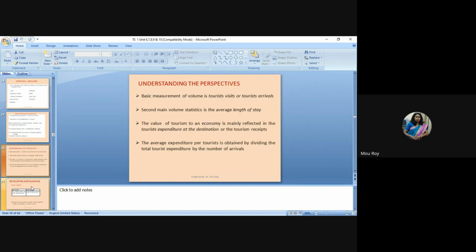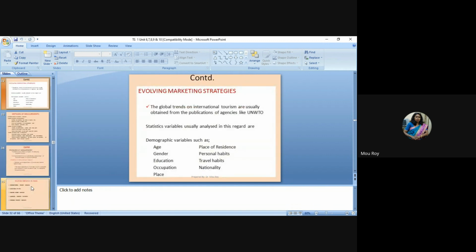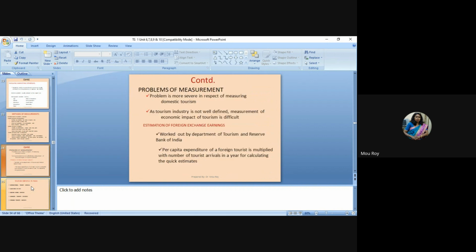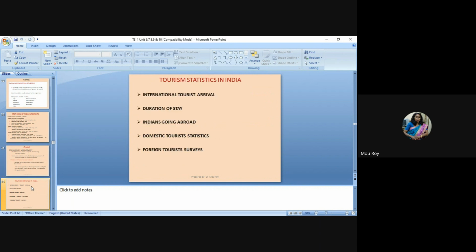So I think I have covered almost everything through this, like what the methods of measurement are. You can go through it once; I'll share these PPTs with you. It covers tourism statistics in India, like how many tourist arrivals, the duration of stay, then Indians going abroad, which was not mentioned.